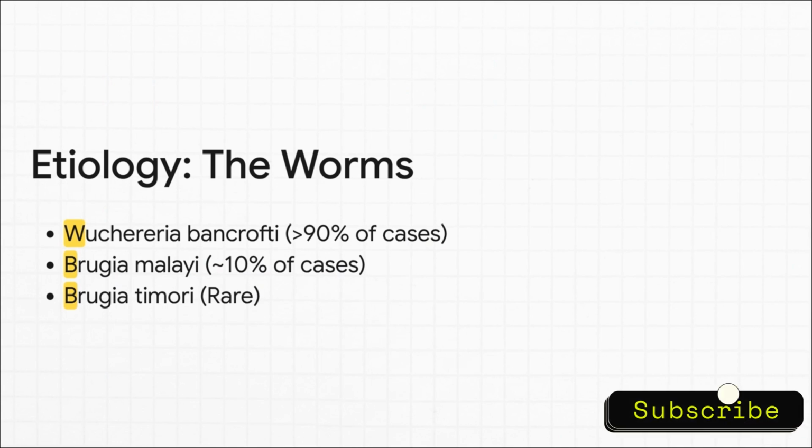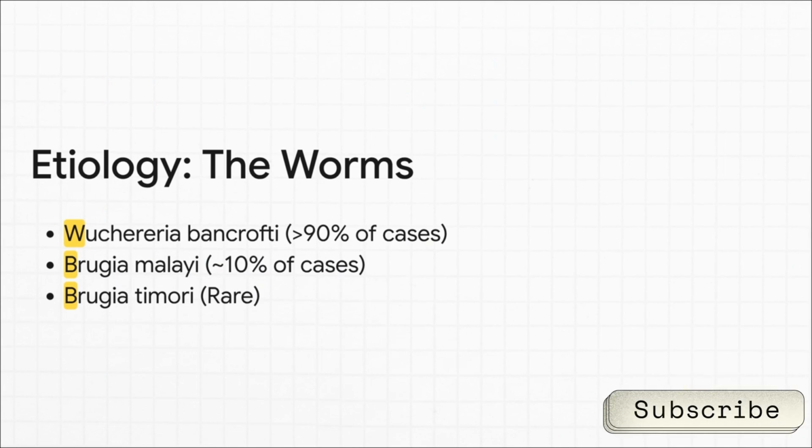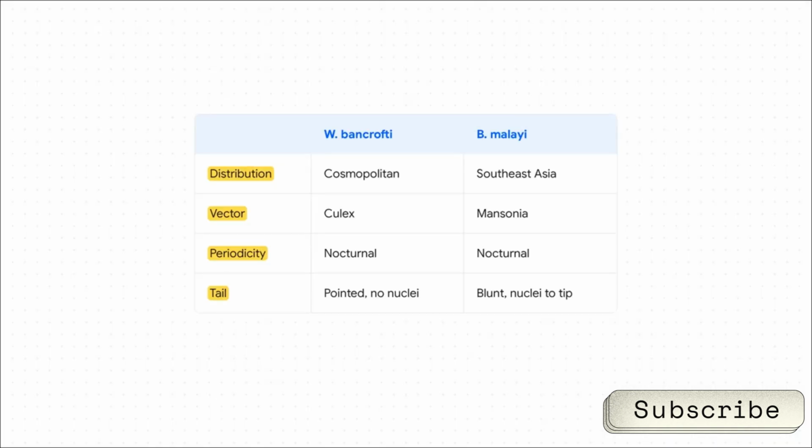So who are these troublemakers? Well, they're filarial nematodes. And here is your first super important exam mnemonic to remember the main ones. Just think big white worms. The W is for Wuchereria bancrofti, and this is the big one, causing over 90% of cases around the world. And the two B's stand for Brugia malayi and the much rarer Brugia timori. See? Easy.